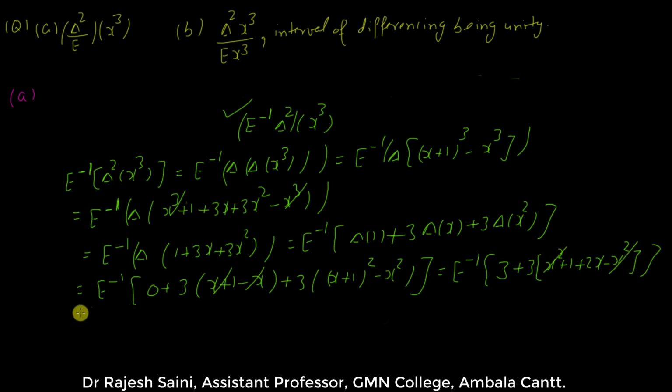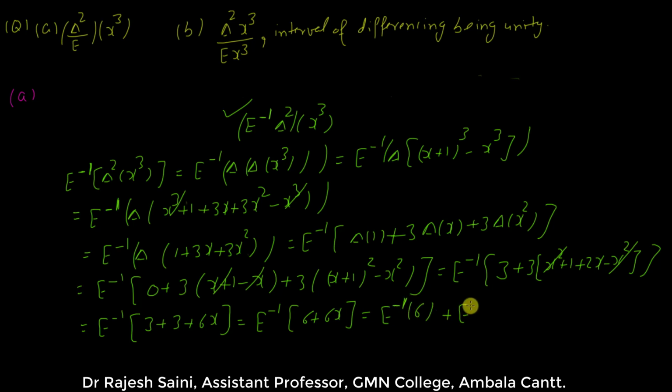This will cancel out. So we are left with E minus 3 plus 3 plus 6x. E minus is equal to 6 plus 6x. Done. So this will be E inverse of 6 plus E inverse of 6x.